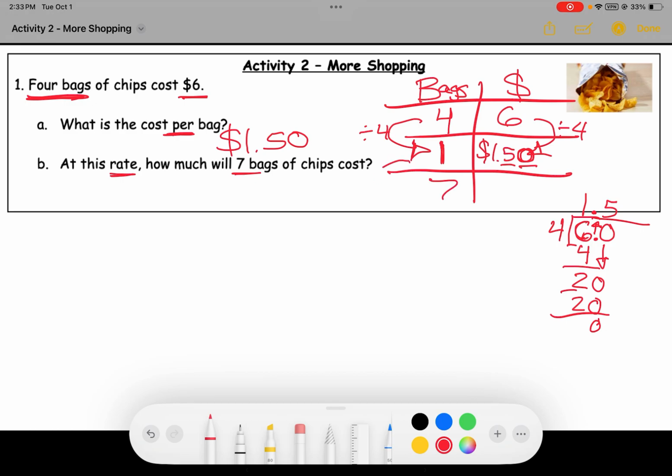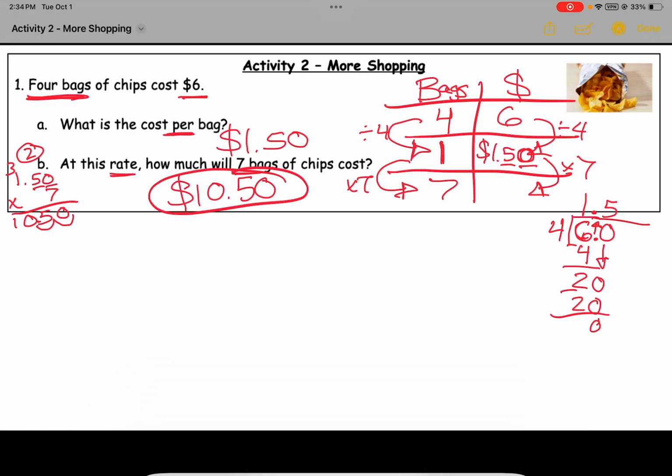So to get from 1 to 7 bags, I multiply by 7. So I'm going to do 150 times 7. There are 2 numbers after the decimal, and just ignore the decimal now. 7 times 0 is 0. 7 times 5 is 35. 7 times 1 is 7, plus 3 is 10. I place my decimal, 1, 2. So it's $10.50 for 7 bags.